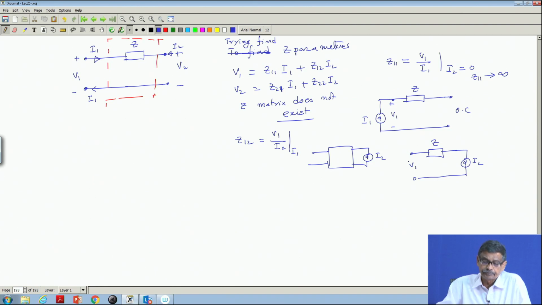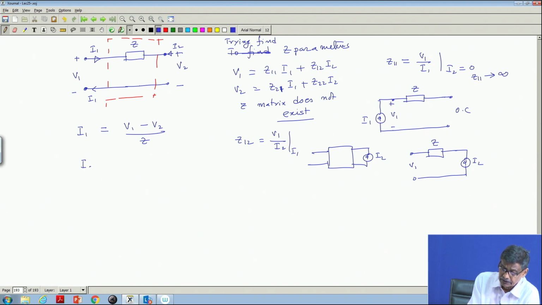This is the thing. In fact, behind all these arguments, you can easily see that for this network, what is I 1? It is such a simple network. I 1 is nothing but V 1 minus V 2 by Z. This is the value of I 1, is it not? V 1 minus V 2: potential of this is known as V 1, potential of this with respect to this point is V 2. Therefore, the current I 1 is from left to right. So, I 1 is this one, and also I 2 is equal to V 2 minus V 1 by Z. That is all. This is how V and I are related.